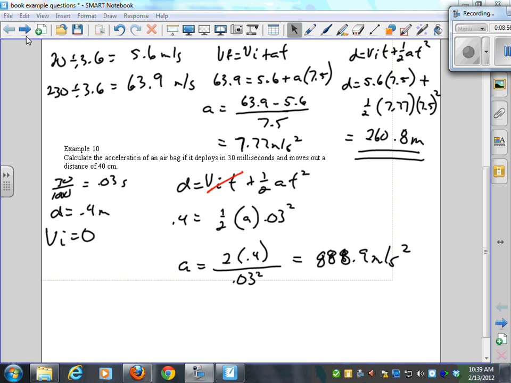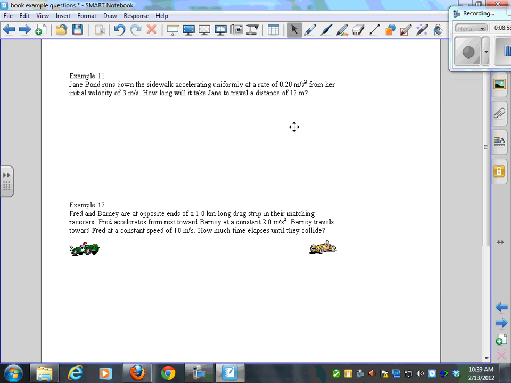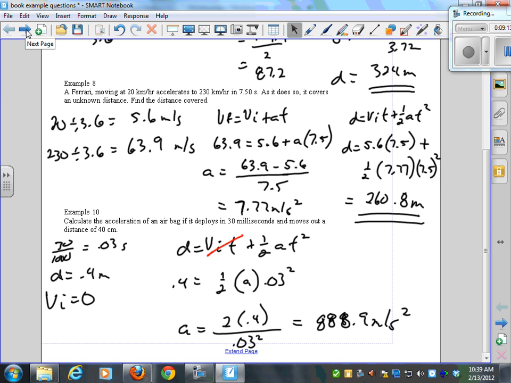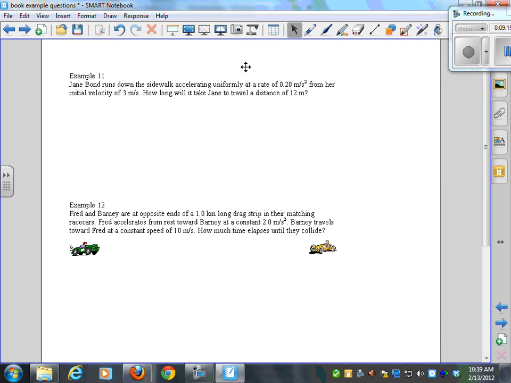Now, I'm going to do a couple more here, then 2 more. Number 11 is Jane Bond, James's lesser-known cousin. The answer on the last one was 888.9. Jane Bond runs down the sidewalk, accelerating uniformly at a rate of 0.2 from her initial velocity of 3 meters per second. How long will it take Jane to travel the distance of 12 meters?